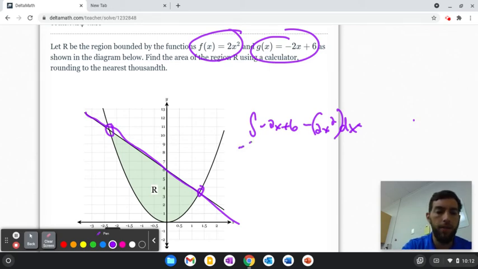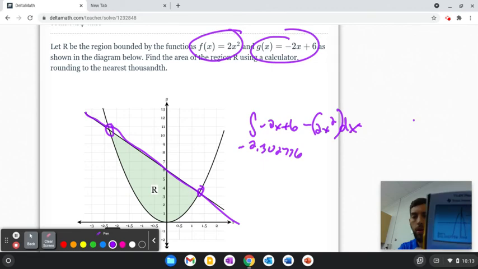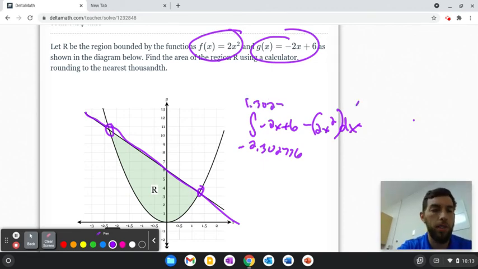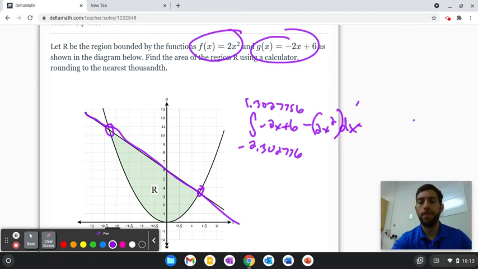And I get negative 2.302776. All right. I'm going to write out all those digits because Delta Math is kind of picky about decimals. Then I do a second calc again, zero. The left bound is going to be just above it, and the right bound just below. And I get 1.30275756. All right, so now I'm ready to do my integral.